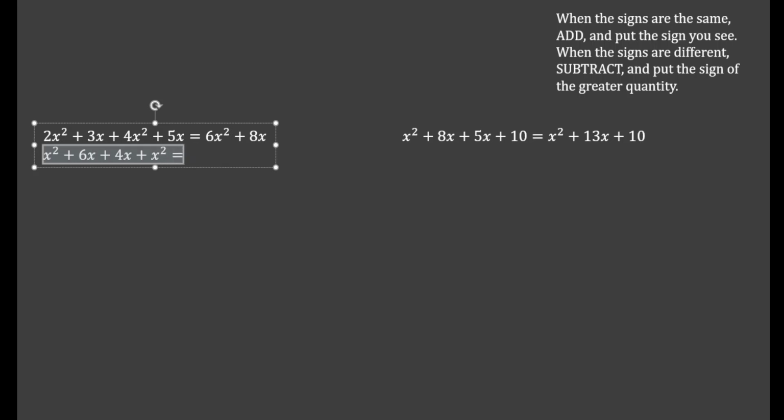So, Asriel, what do you got for the third one? Let's see. I got 10x plus 2x squared. That's right. Or if you have 2x squared plus 10x, which is the same thing. Right.